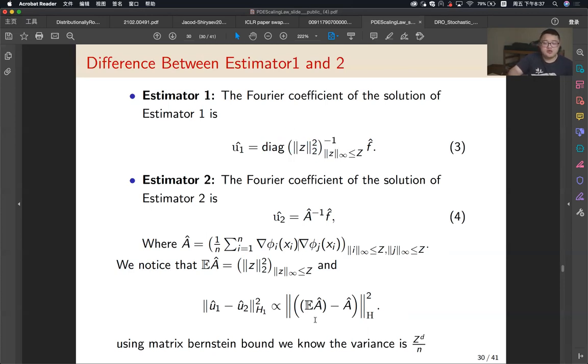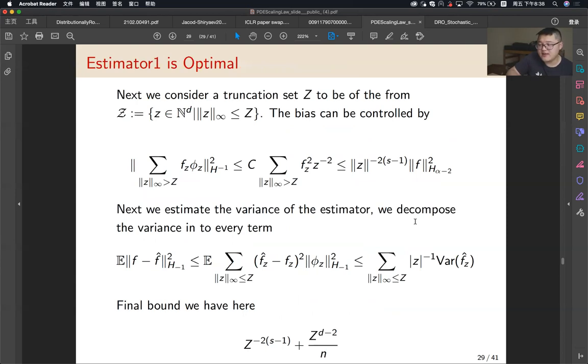Then you will know that the difference of these two estimators is that one is using this ground truth inverse matrix, but here I'm using an estimated one. At the same time, you can easily prove that estimator one is optimal because you're estimating F in the H minus one norm, and using Fourier basis to estimate is actually optimal in that sense.